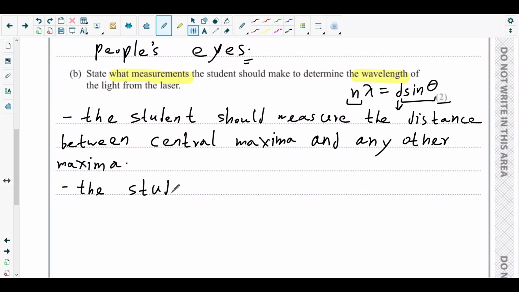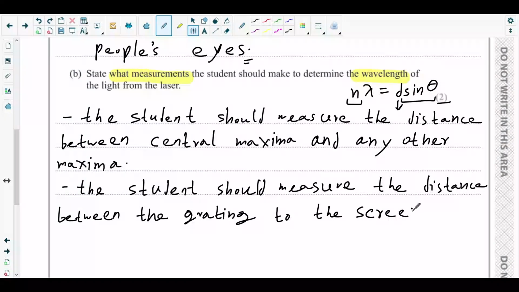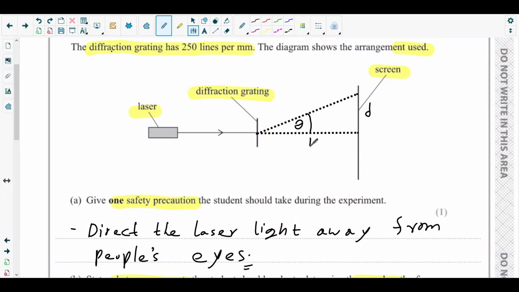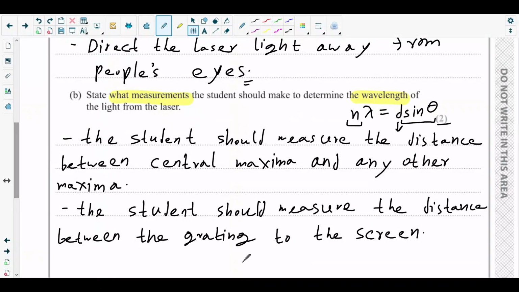Secondly, the student should measure the distance between the grating and the screen, because for calculating theta we need these two distances, that is x here, so that we can use tan theta to get the angle theta. So that's the answer for part B.